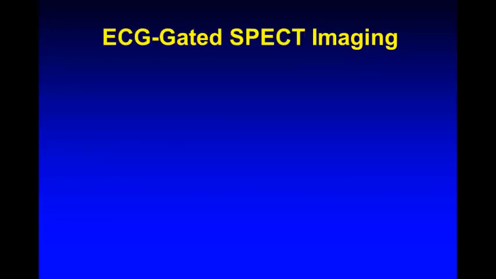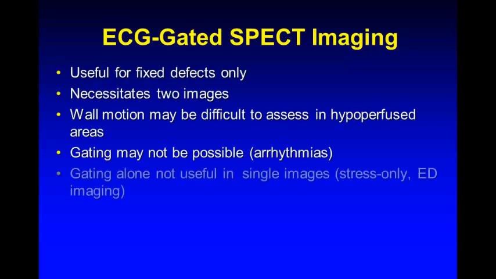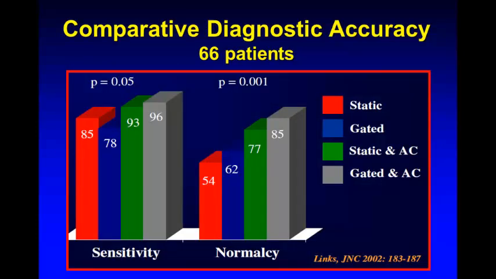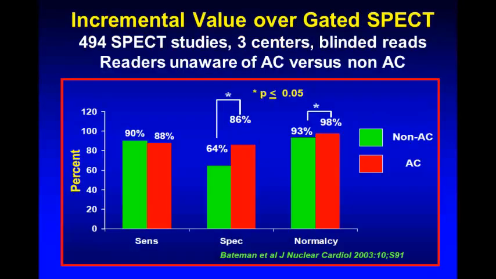EKG-gated SPECT imaging, it's a good tool, it's a great tool. I'm going to move a little bit quickly here, but you can see here that attenuation correction adds over gating. So you can see here in red is the static images, normalcy is 54%, but then when we move up with gated, we go up to 62%. When we add attenuation correction, the normalcy goes up to 77% and 85%, depending on what you look at. So it does increase our specificity and increases faith in our field.